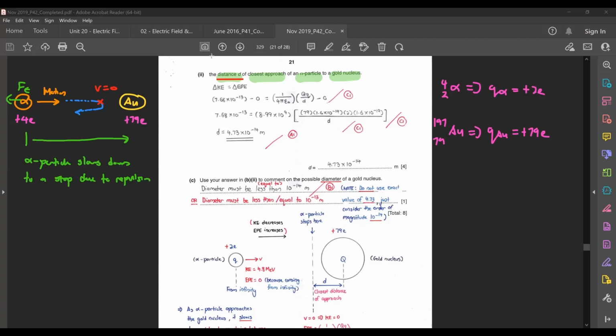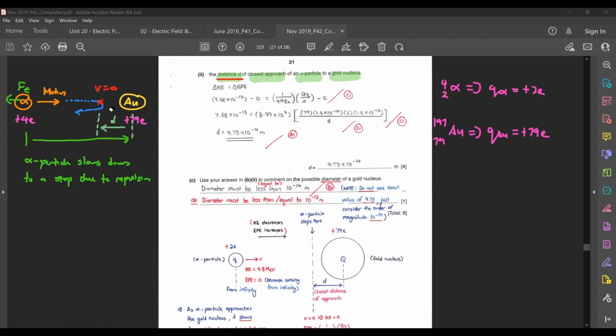So your d here is actually really this particular part. Let me just see how I want to draw it out. Your d is actually here. This is your d. Okay, they want to find out how close can your alpha particle come to the gold nucleus if measured from the center of the gold nucleus itself. Okay, that is what the d here actually means.